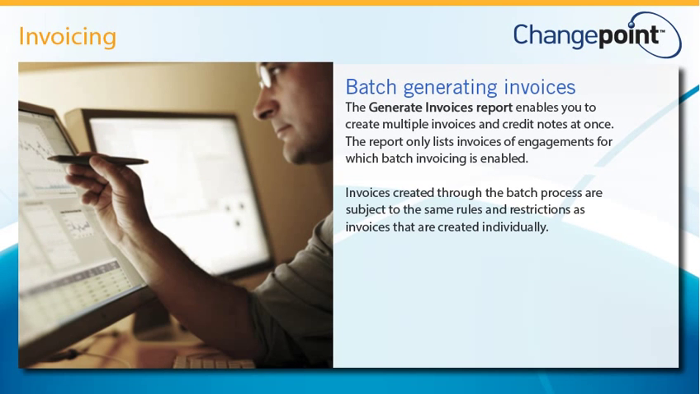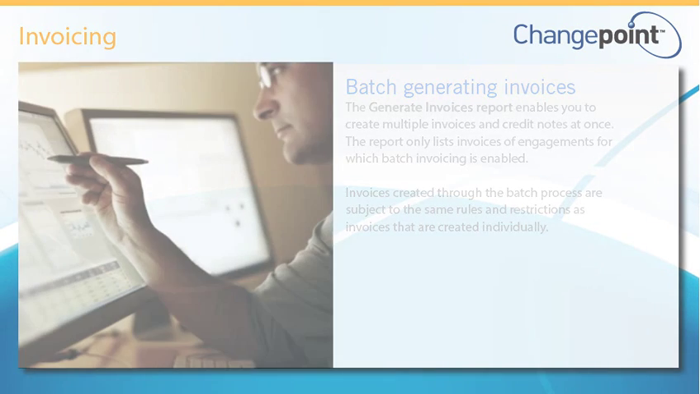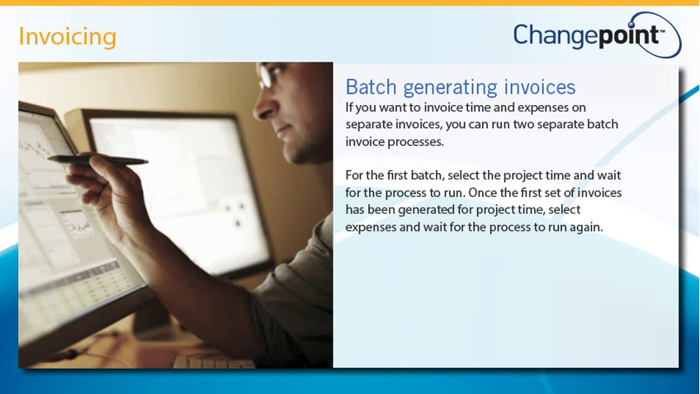The Generate Invoices report enables you to create multiple invoices and credit notes at once. The report only lists invoices of engagements for which batch invoicing is enabled. Invoices created through the batch process are subject to the same rules and restrictions as invoices created individually. If you want to invoice time and expenses on separate invoices, you can run two separate batch invoice processes.